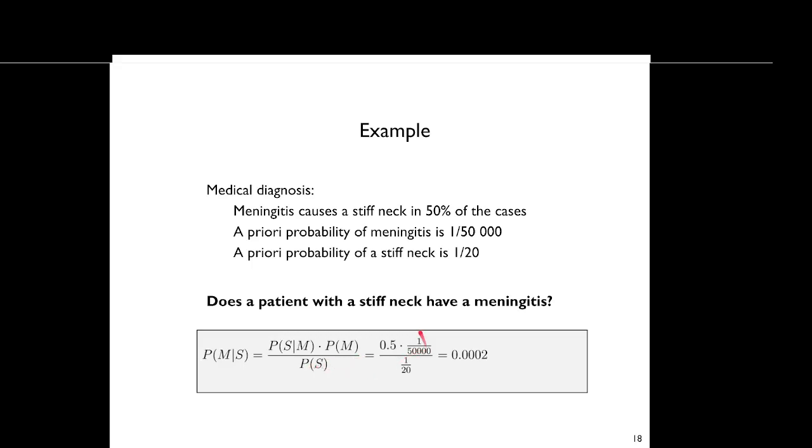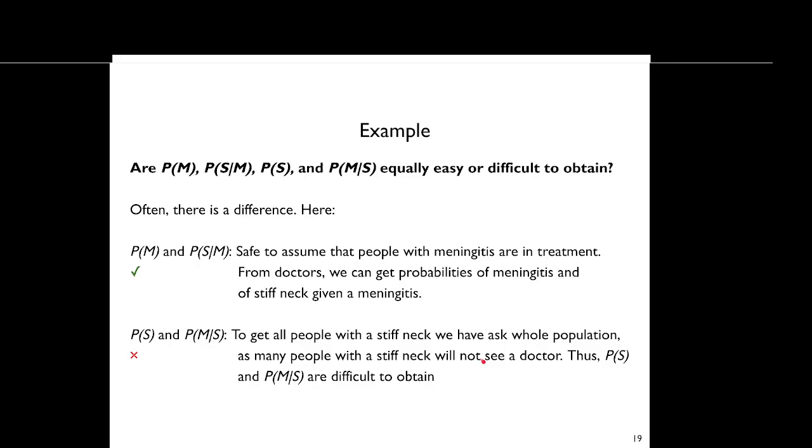Now for our setup, we have all these three numbers given. The conditional probability was 50%. The incidence for the meningitis was 1 in 50,000, and for the stiff neck, 1 in 20. And if you throw these values together, you get 0.0002. So the likelihood of the meningitis is actually not really that high.